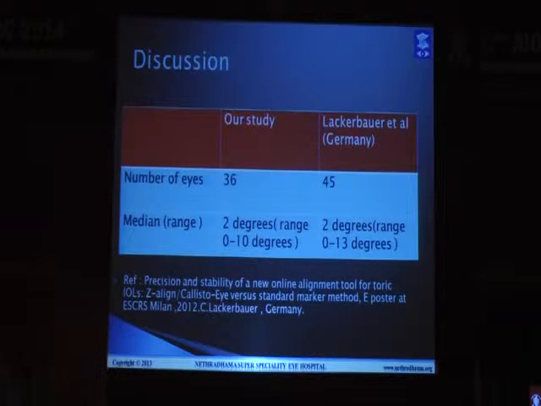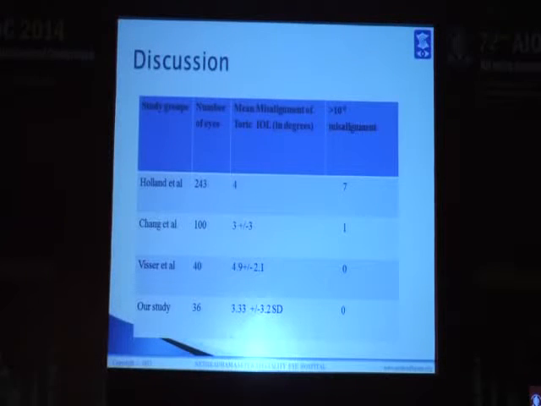We compared our study to a similar study which had used the Z-Align, which was conducted in Germany, and saw that we had a similar rate of misalignment with a median of 2 degrees. We compared our study with studies which had used the conventional markers, and we saw that we had a similar rate of misalignment, and we didn't have any patient with more than 10 degrees of misalignment.